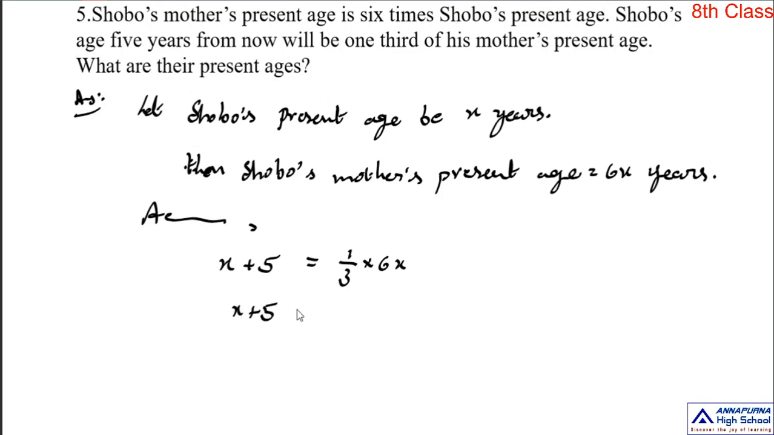So x plus 5 is equal to 1/3 into 6x, 3 twos are 6, so it is equal to 2x. So by transposing this x to right side, 2x minus x is equal to 5. So x is equal to 5. So what is x? Shobha's present age is x years.